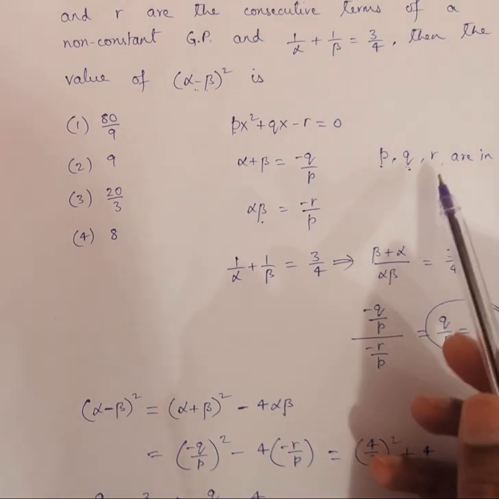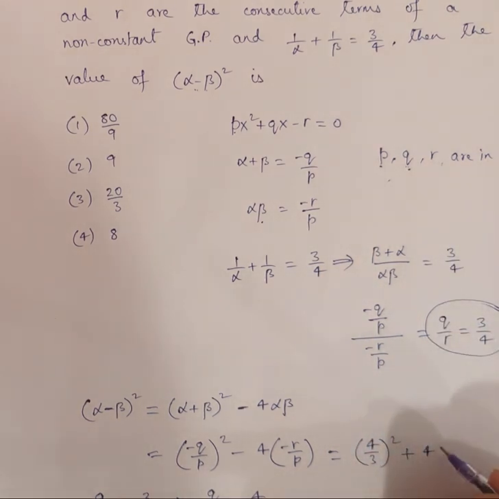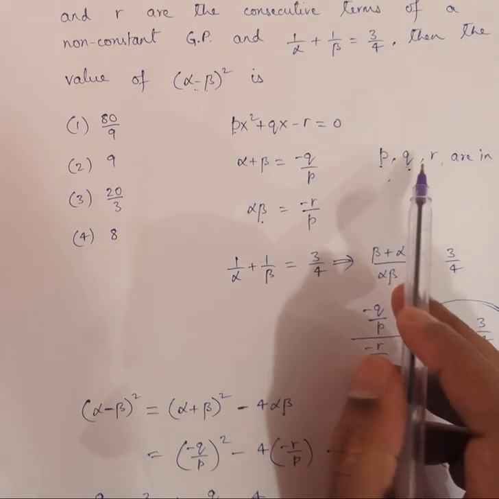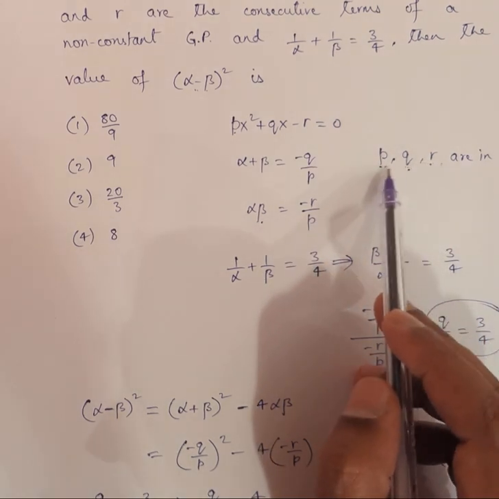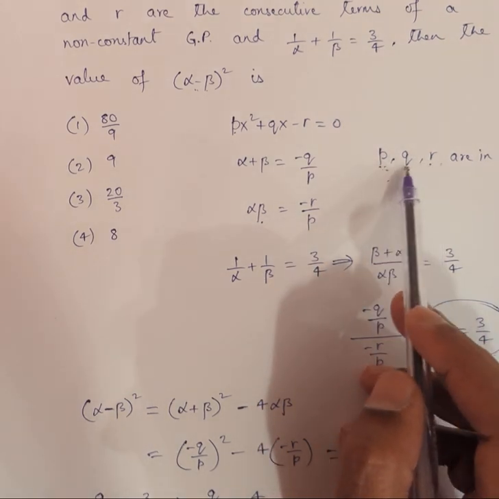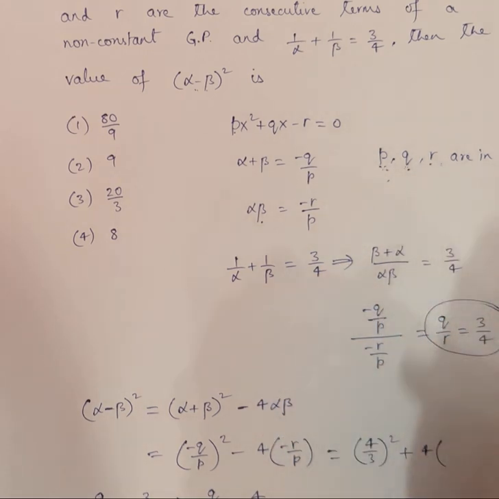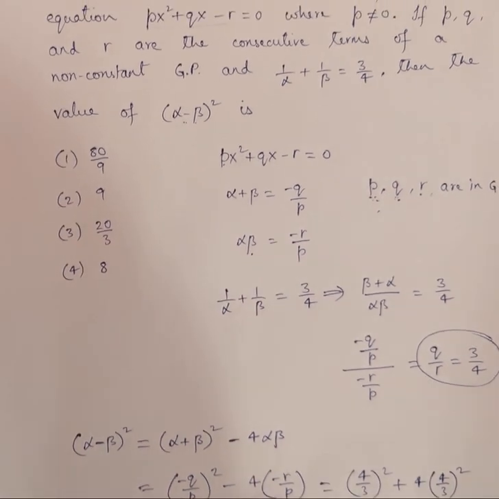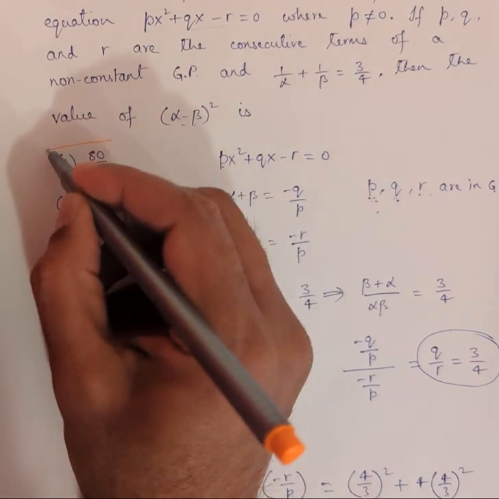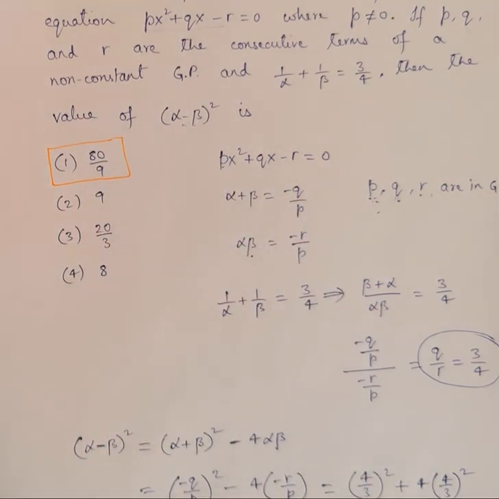Now r over p is going to be, this is 2 units away. The common ratio is 4/3. So it's going to be (4/3) squared. So that's going to be 16 over 9 plus 4 times 16 over 9. So 64 over 9, and that should be 80 over 9. So number 1 should be our answer.